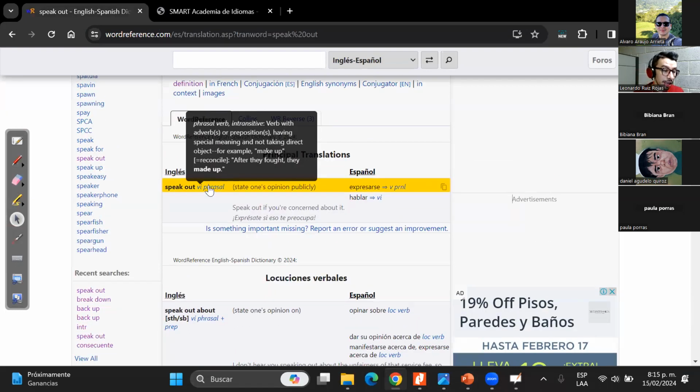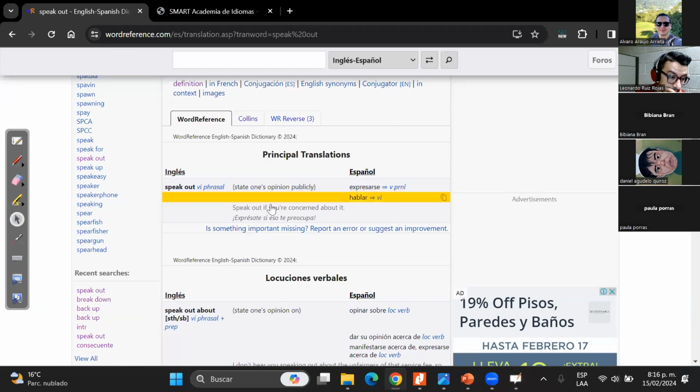Por ejemplo, aquí que alcanzas a ver, Dani, ¿qué dice ahí? Daniel, please. Read it, please. Okay. Phrasal verb: intransitive verb with adverbs or preposition having a special meaning and not taking direct object. For example, make up, reconcile: after they thought they made up.